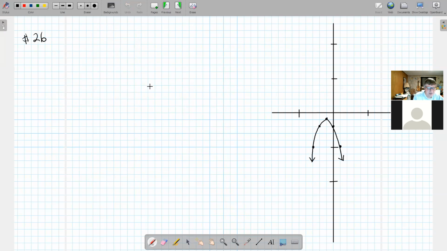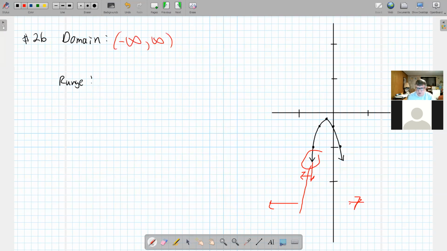Problem 26, same thing. We want the domain and the range, and we want them in interval notation. All right, now, this arrow is going down, but it's also going over slightly. So as it continues on, it's going to go that way forever. Same thing, it's going to go this way forever. So the domain, again, is going to be all real numbers.